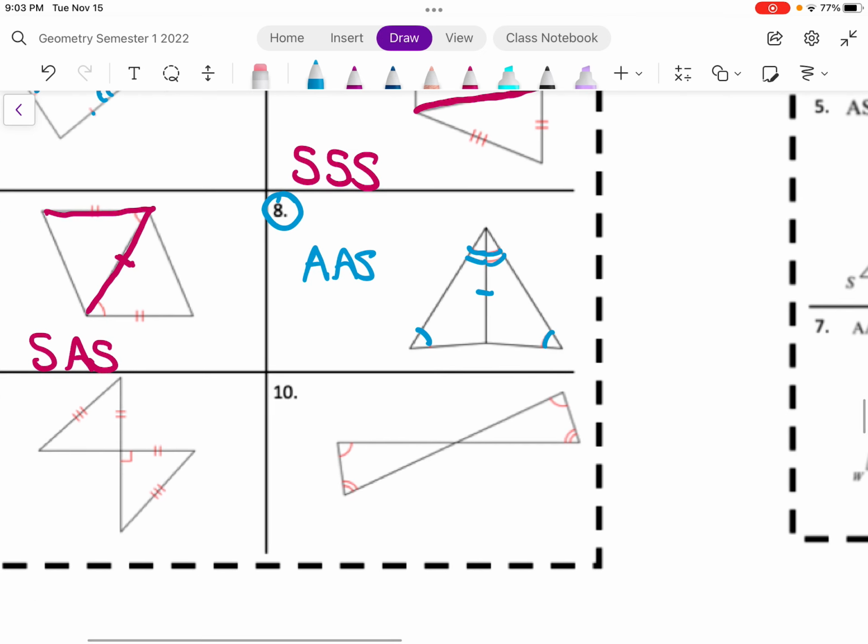We're going to hold off on that one. The only thing that we do know is all angles are congruent, but we do not know if the lengths are congruent, so we cannot prove that one.